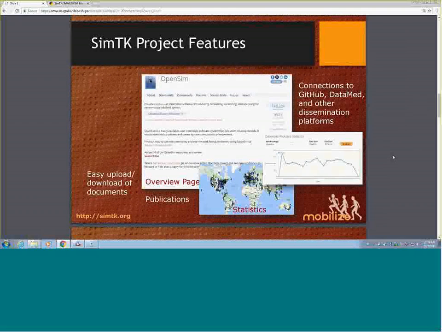And most recently, we've started to connect SimTK to other web applications that are out there. For instance, the NIH Big Data to Knowledge Initiative has a resource called DataMed. They're trying to index all the digital resources that are out on the web and put it into this one directory. So we are working with them to make sure that all the SimTK resources show up in DataMed. So you can think of SimTK kind of as a one-stop dissemination effort. You put your resources on SimTK, and we're going to push it out to all the relevant other websites that are out there.